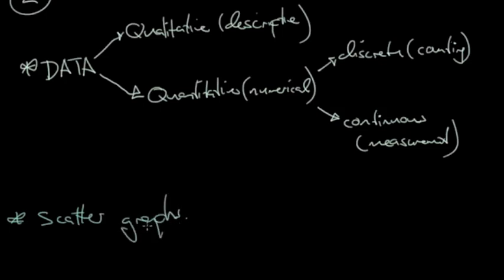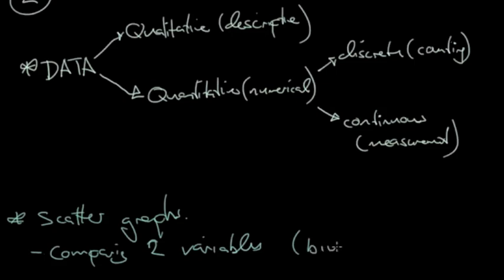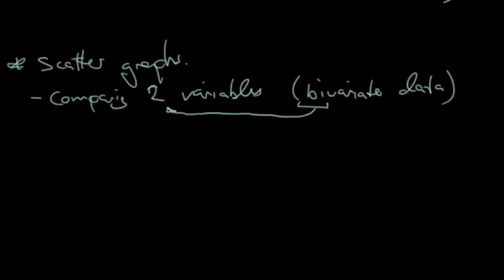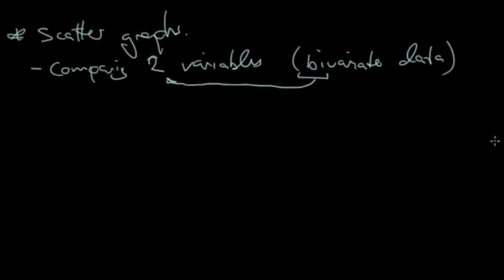Next thing to have a look at is scatter graphs. And so this is when we're comparing two variables, and we can call that bivariate data. So you might hear about bivariate data. That's all it means. Bi means 2. You know, bicycle, 2 cycles, 2 wheels. So we look at that when we're talking about bivariate data.